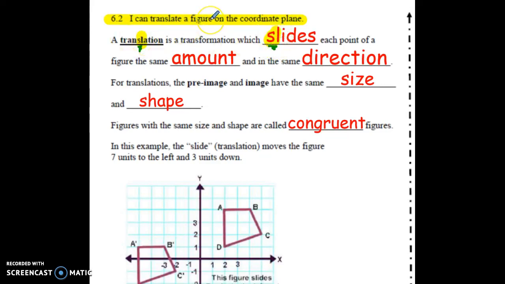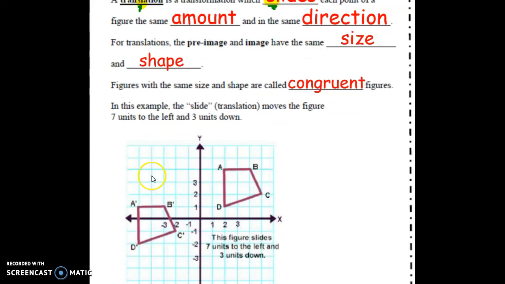The SL is in the middle of the word, and it does mean you are sliding each point of a figure the same amount in the same direction. If you were to do a different amount in a different direction, it would totally distort the figure. And the idea is that for a translation, the pre-image, the original figure we start with, and the image we create have to be the same size and shape. Remember, we talked about the definition of congruent in our last lesson. Figures with the same size and shape are called congruent figures. And when you're sliding, the figures are congruent, like this example down here.